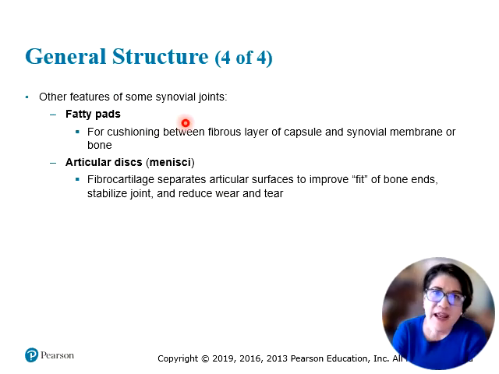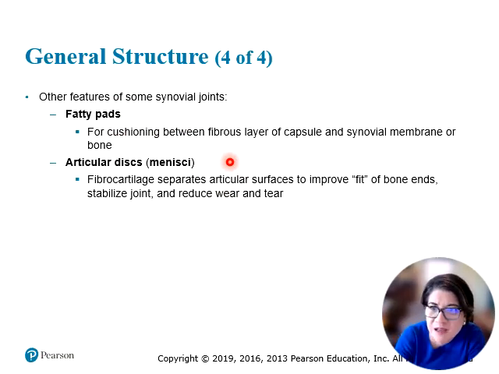There are some other things they can have. Some of them have fatty pads between the fibrous layer and the synovial layer for extra cushioning, like extra impact. And then some of them have menisci, like in your knee, and that is a separate surface on the end of the bone that protects the bone.